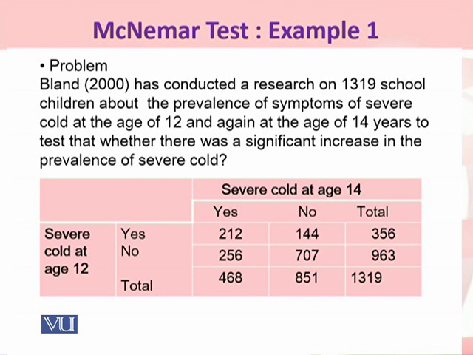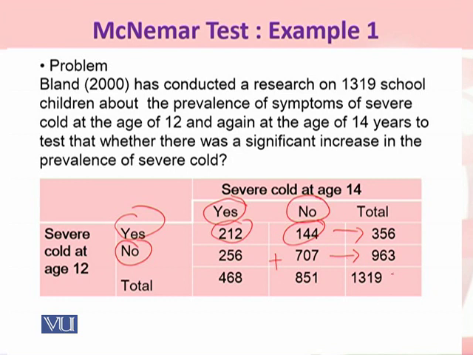Secondly, if you look into the categories, both of the variables have two categories, one with yes and the other with no. Now, if you are given this data, usually students, you are not given the marginal totals. So, the first thing you have to do is find the row totals and the column totals. If we add 212 with 114, we get 356. Similarly, adding 256 and 707, we get 963. And we have to find the column totals as well.